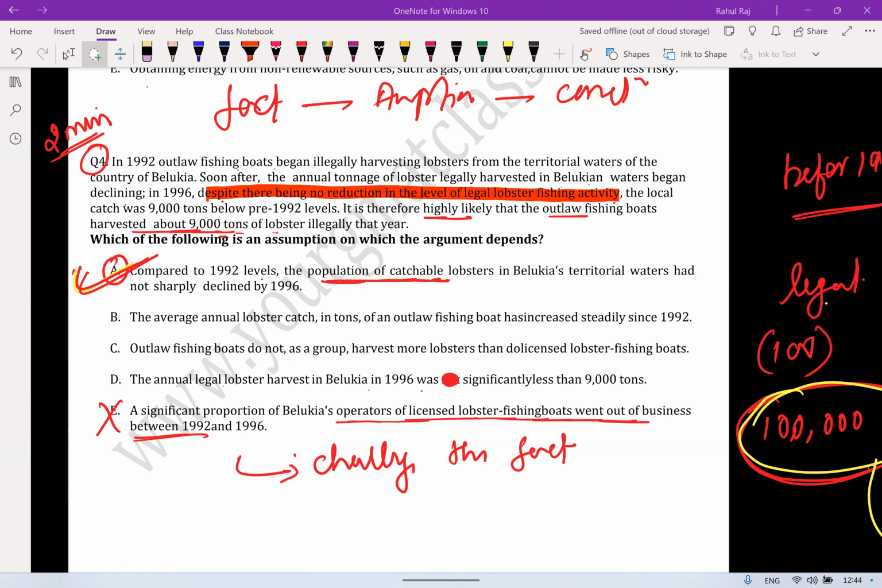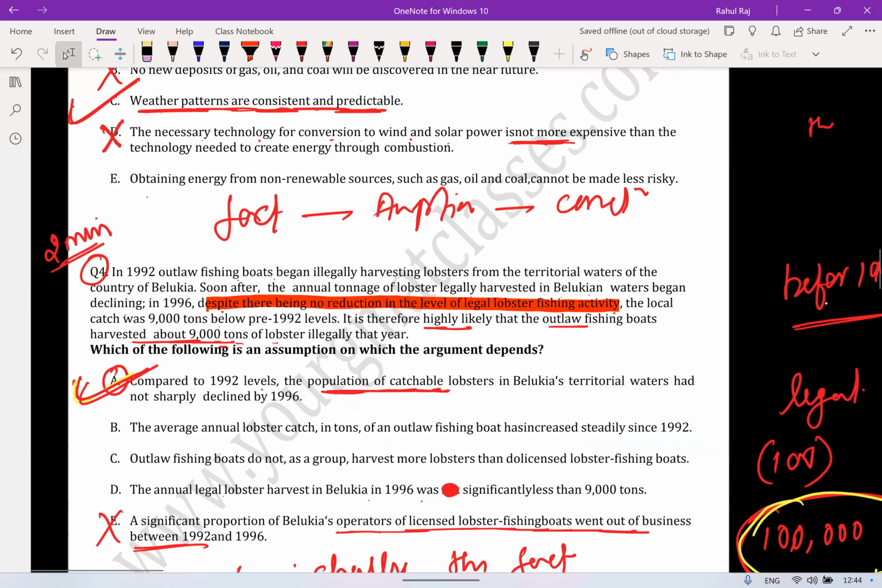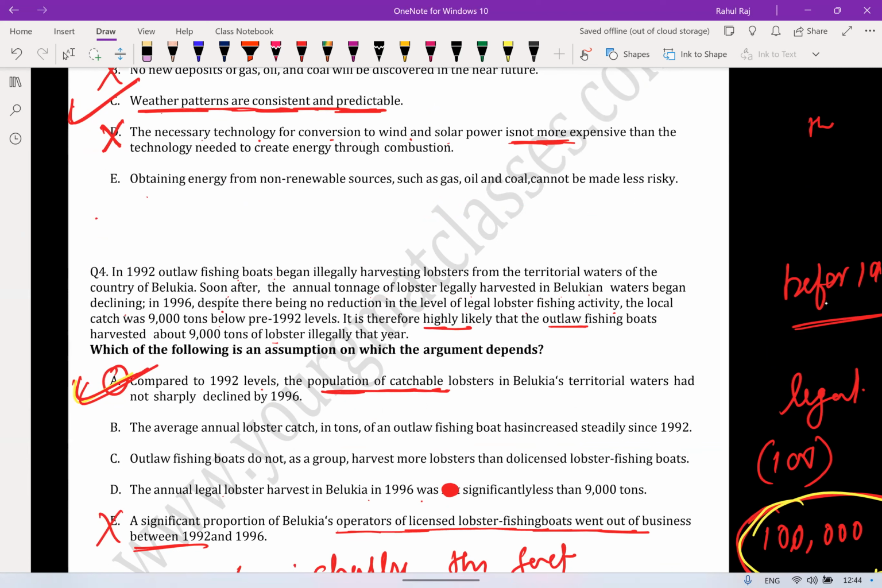It is not challenging the fact. The point is simple. Do you really feel there is any statistic given to you in the question about how many lobsters used to be caught? Is this statistical information given to you over here? Absolutely not. They have just told that 9,000 tons fewer lobsters were caught in 1996, but they have not mentioned how much was caught in 1992 or before 1992. So this is not a statistical question at all. The answer will never be statistical. What is D trying to say? The annual lobster harvest in Billiken in 1996 was significantly less than 9,000 tons. How can you say the legal lobster catch was significantly less than 9,000 tons? There is no statistic represented to you in the argument that the legal catch was this. So based on that logic, it makes no sense to mark D. Let's come down to C now.